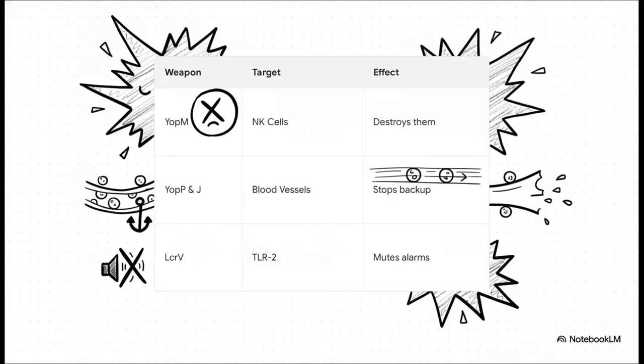I mean, this is a highly coordinated heist. First up, YOP-M destroys our natural killer cells, drastically reducing our ability to even fight back. Then, YOP-P and YOP-J take away the chemical hooks inside our blood vessels. Why? So emergency neutrophil backup forces just slide on by. They can't even enter the infected area. And if that wasn't enough, the LEL-CRV protein completely mutes toll-like receptor 2. That means the crucial inflammatory cytokines, which are essentially the body's emergency sirens, are never turned on. It is a total 100% communications blackout.